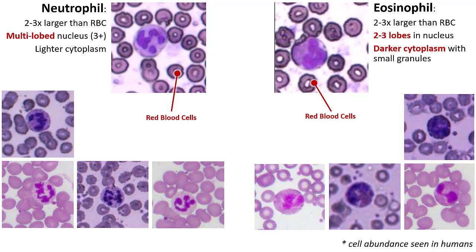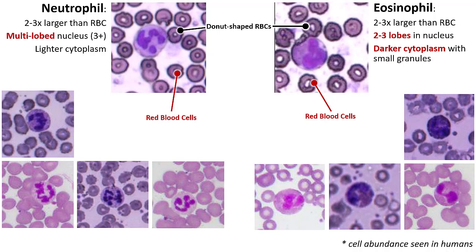Some slide images are darker than others, which can make it more difficult to assess the darkness of the cytoplasm. One way to help identify this is to compare the darkness of the cytoplasm to an adjacent donut-shaped red blood cell. The shading of the neutrophil cytoplasm looks more similar to the inside of the donut, while the eosinophil cytoplasm tends to be as dark as the outer solid part of the donut.